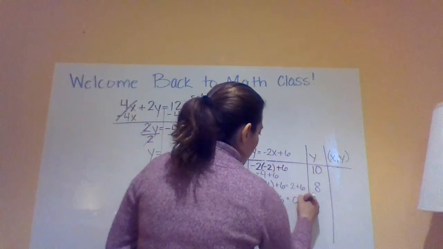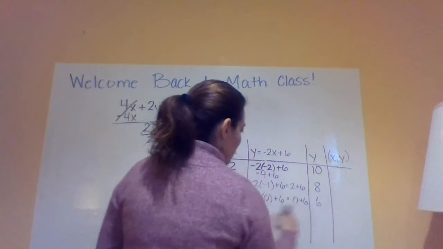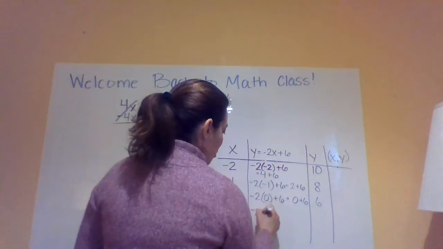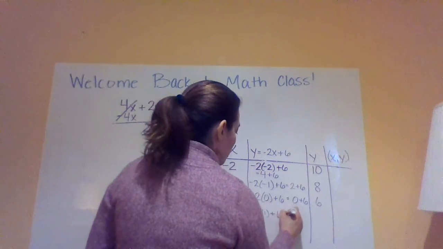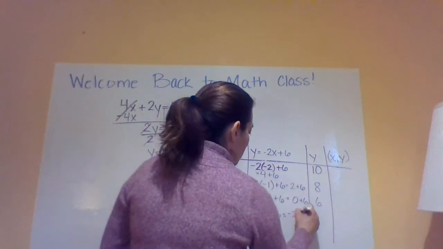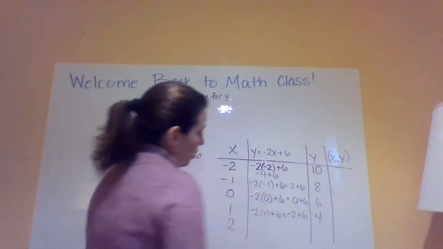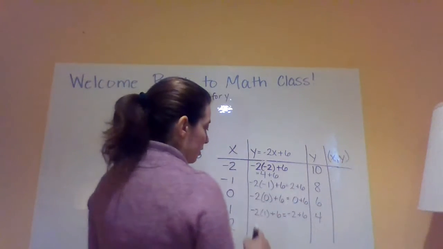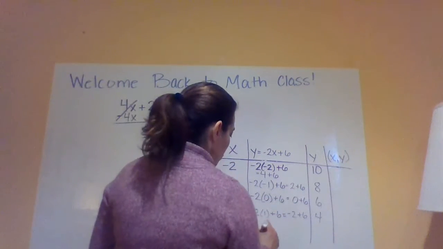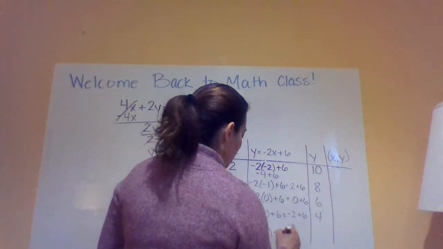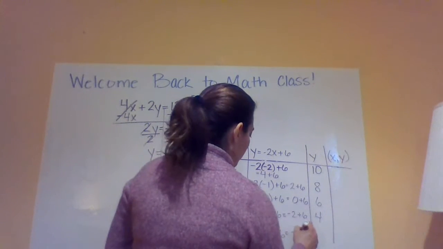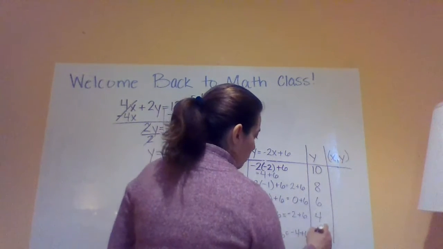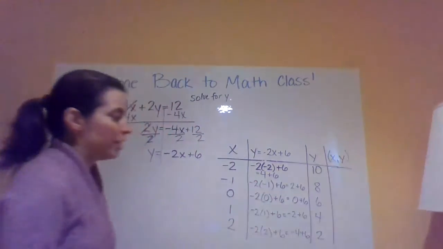Okay, so hopefully you filled out these 2 columns here. I'm just finishing mine. So when I plug in 0, I get 6. When I plug in 1, I get 4. And when I plug in 2, I get 2. So do you see a pattern here?